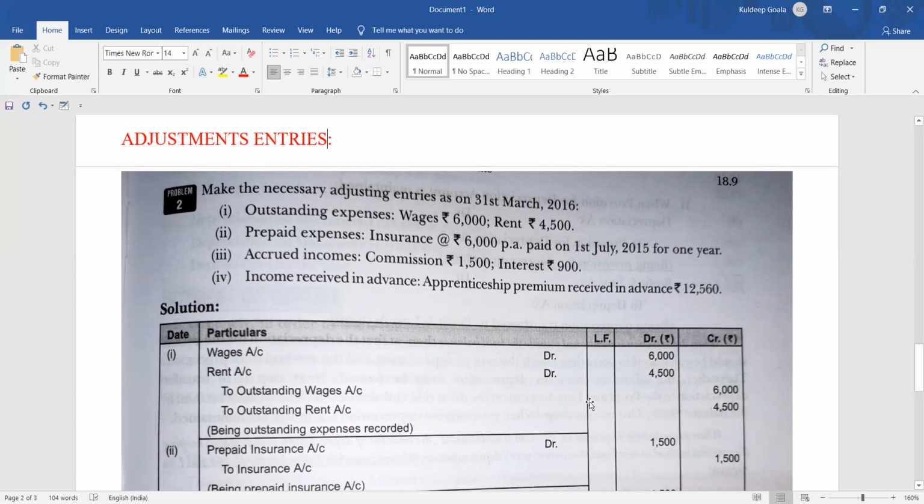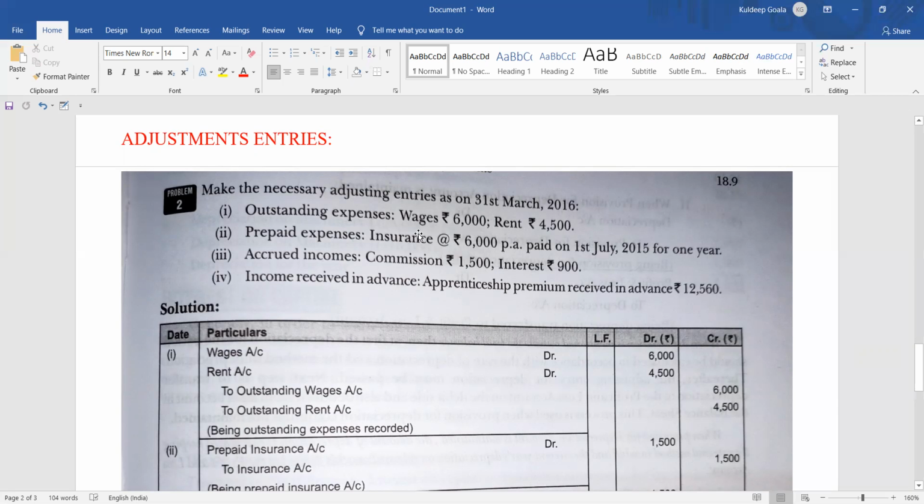Why is this entry like this? Because in the entry there are two items. One, the outstanding expenses, which is called a representative personal account. And I have already told you, for a representative personal account we use the asset-liability rule. If it is an asset, it will be debited. If it is a liability, it will be credited. So both outstanding wages and outstanding rent are liabilities. So that is why they show on the credit side, isn't it? Liability will be credit.